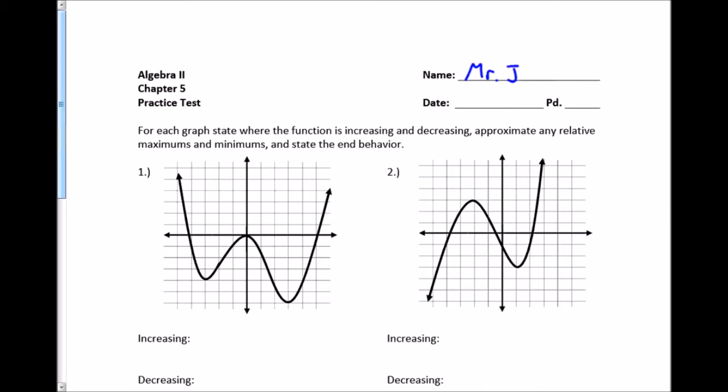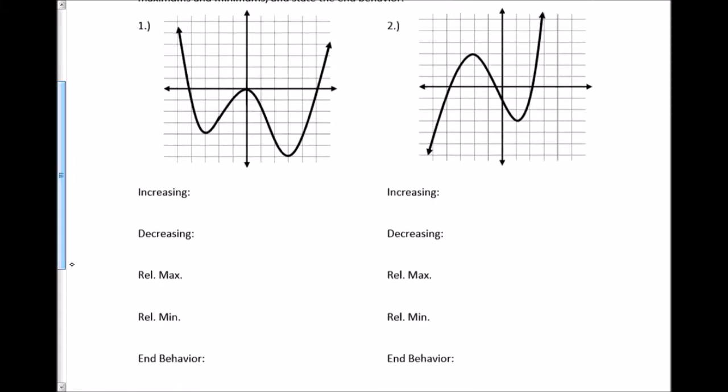If we look at these first two, we're finding a couple different things here, starting with increasing and decreasing. Remember, increasing is when the function essentially has a positive slope, and decreasing when it has a negative slope. And we're always looking at increasing and decreasing going from left to right on the function. So on this one, it looks like it starts off decreasing, so it's going down, and then it switches to increasing, it's going up. And then it's decreasing again, it's going down, and then increasing.